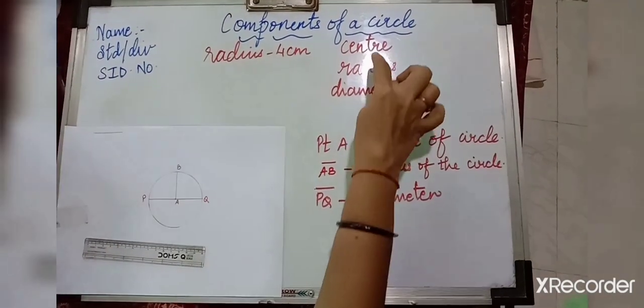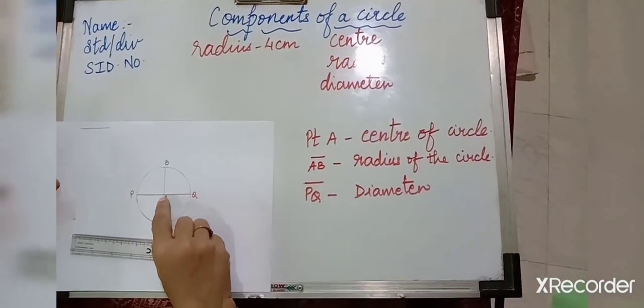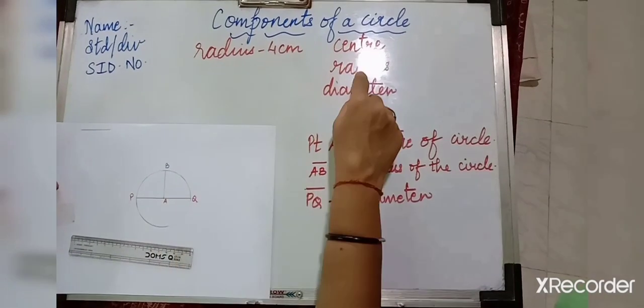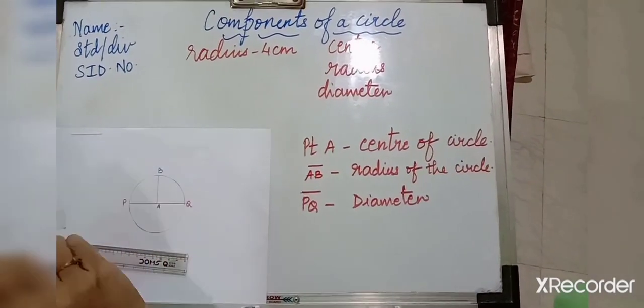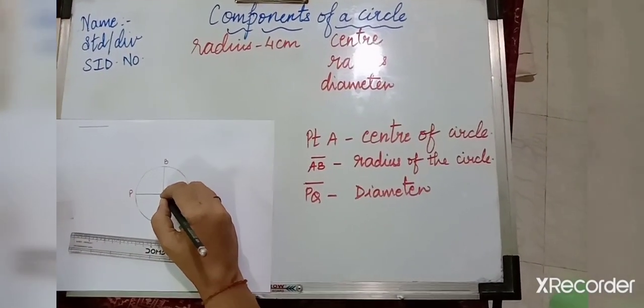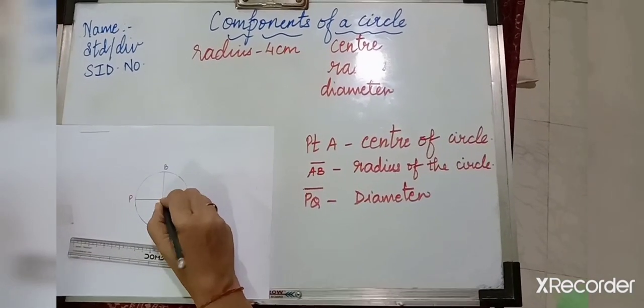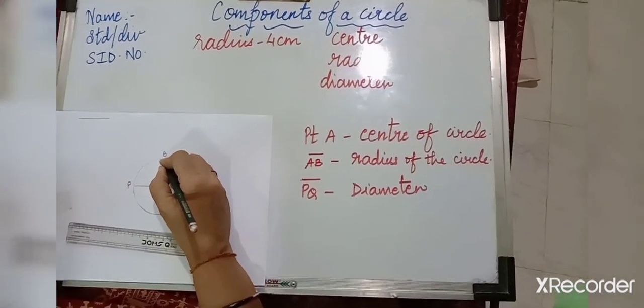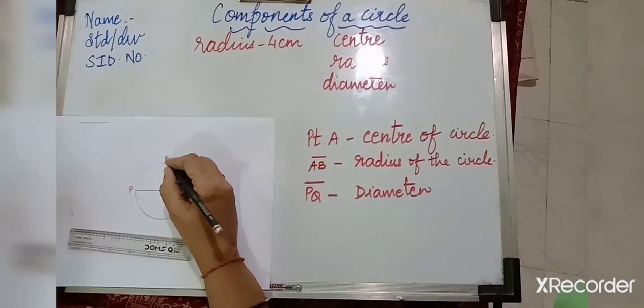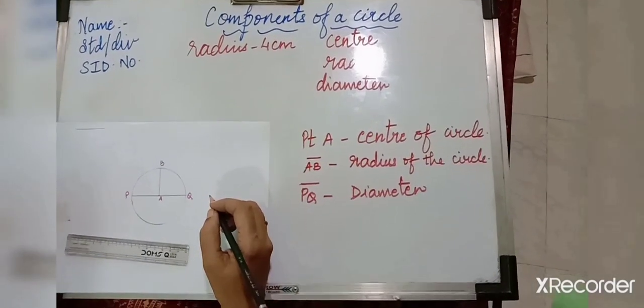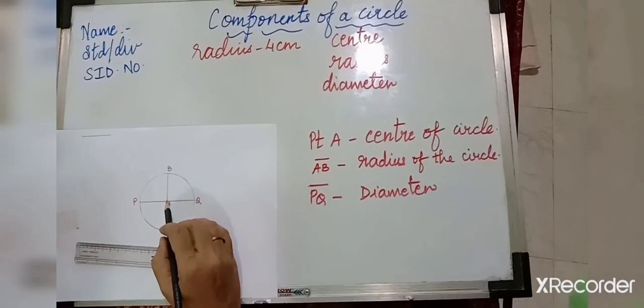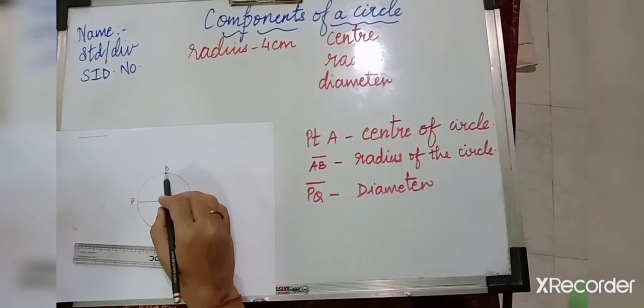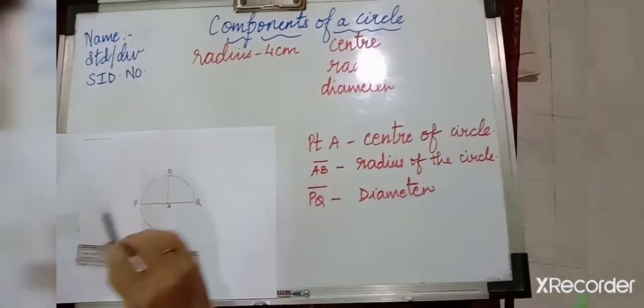So we have learned about the center, that is, point A is the center of the circle. Radius is any line segment joining the center of the circle to any point on the circle. So here we have segment AB as the radius of the circle.